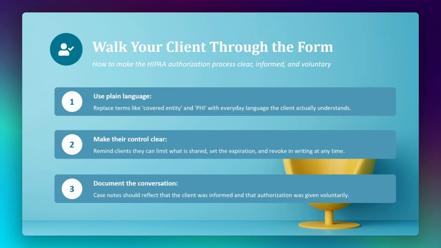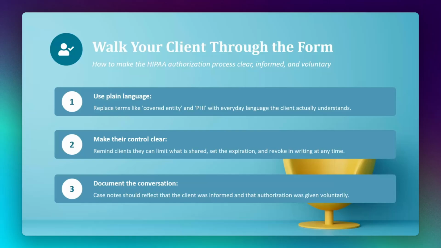So getting the form right legally is only half the job. The other half is making sure your client actually understands what they're signing. This is both an ethical obligation and a practical one. A client who doesn't understand the form they're signing is more likely to feel coerced, more likely to revoke it later, and less likely to engage with the services the authorization is meant to enable. 3 practices help this go smoothly.